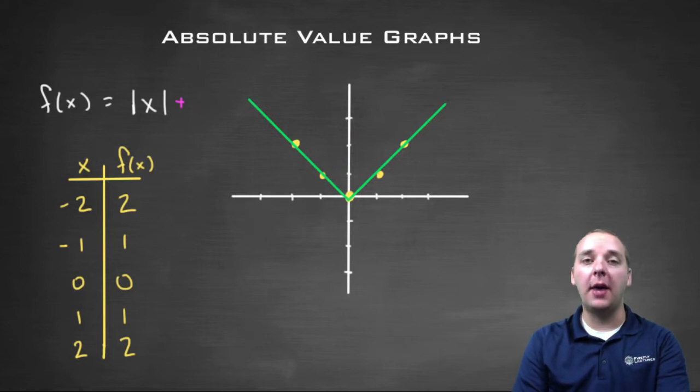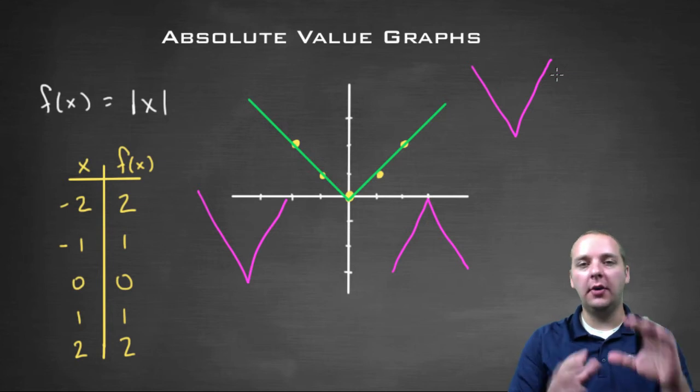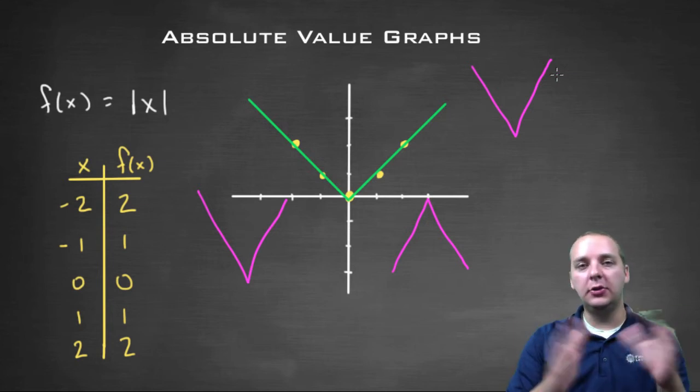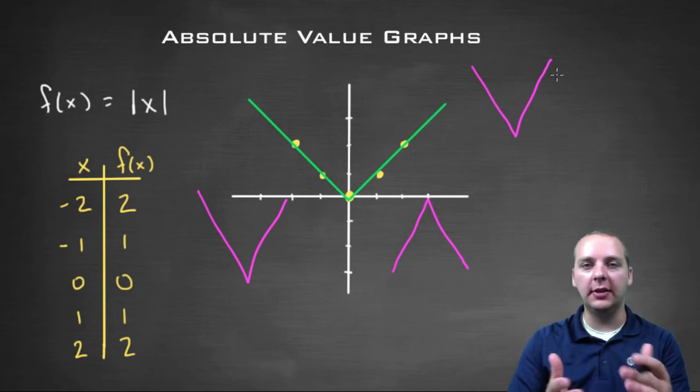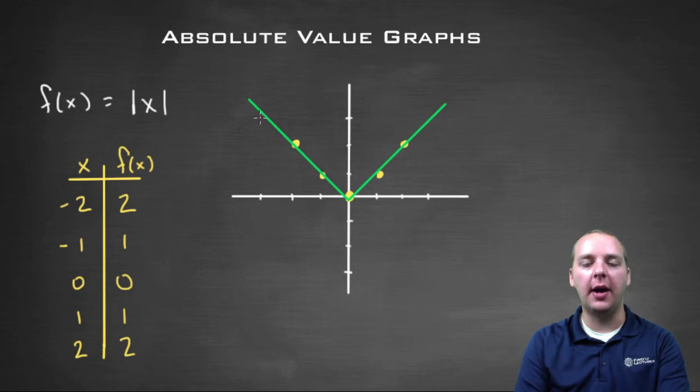What's going to wind up happening in the more complicated examples is your graph might be down here, or might be even reflected upside down, or maybe it's translated way up here. It could be moved around, reflected, maybe stretched or compressed, or things like that. But just remember, the basic absolute value graph is just a V-shaped graph.